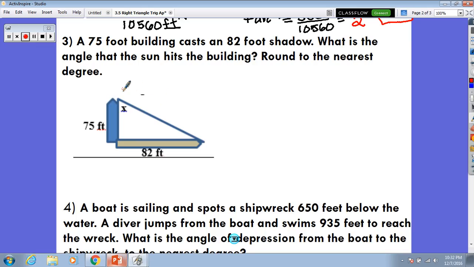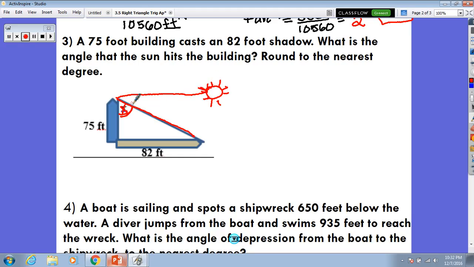So of course the sun is high. So we're looking at an angle of elevation here. Alright, so we start high and we go down low because the sun would be up here. Okay, so this is what we're looking at. The angle that the sun hits the building.